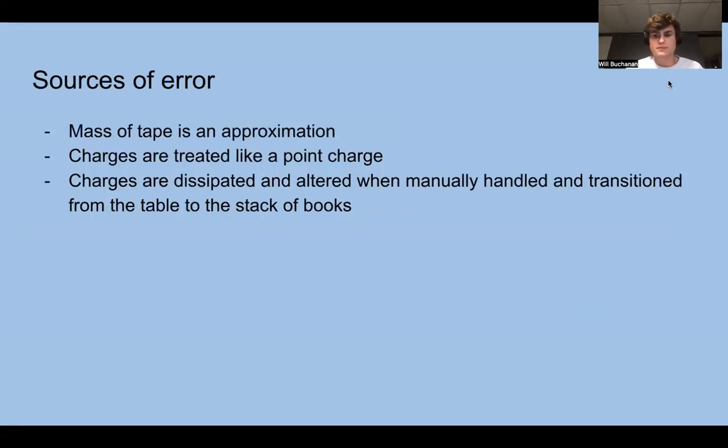Sources of error: a massless tape is a pretty big approximation. We're just using the length and assuming that like a meter is about a gram, which maybe isn't the most accurate way. And the charges were treated like point charges, which is just the best we can do with our physics knowledge. And the charges are dissipated and altered, as I just talked about, when you're handling the tape and transitioning it from the table to the books.